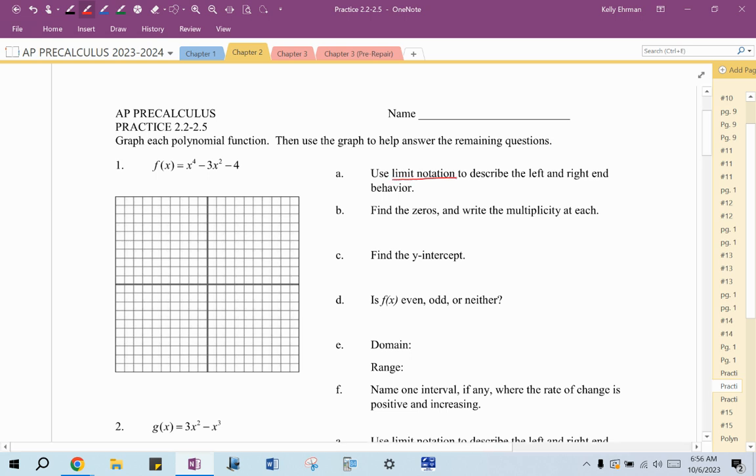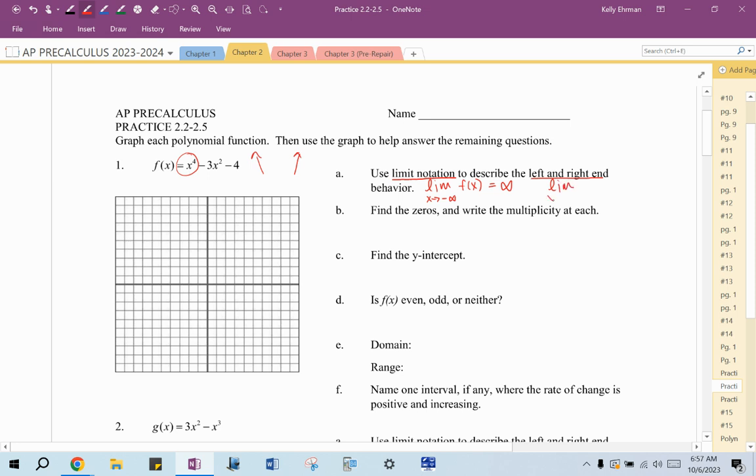Use limit notation to describe left and right end behavior. So this is in our notes packet toward the beginning. But if I want to talk about left first, I say the limit as x approaches negative infinity, so that means left, of f of x equals, what's happening here on this graph? Let's see. It's x to the fourth. Positive x to the fourth means up on the right, and the left side does the same. So how do I say up on the left? I say that this limit equals positive infinity.